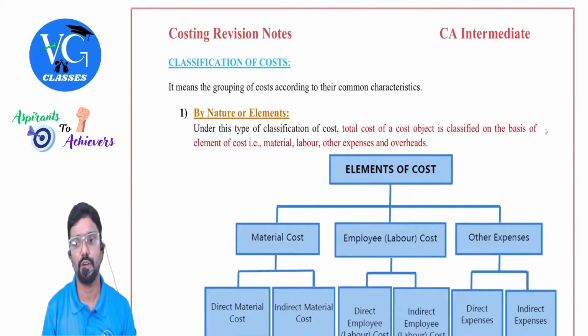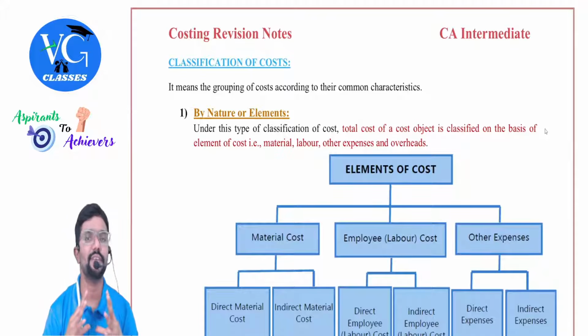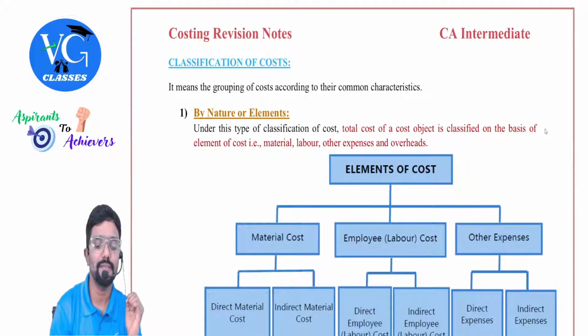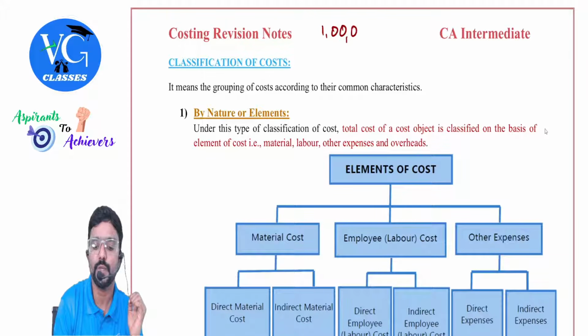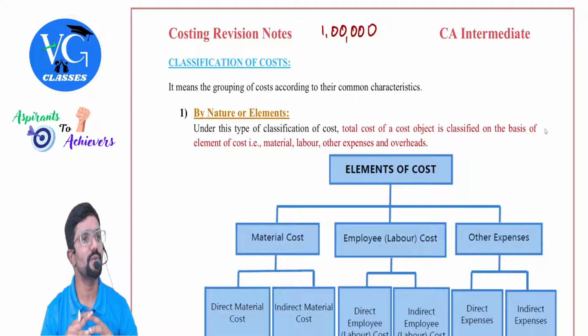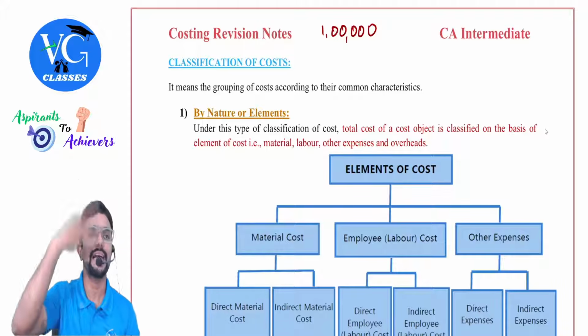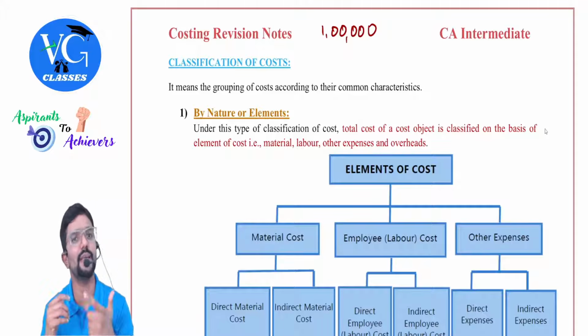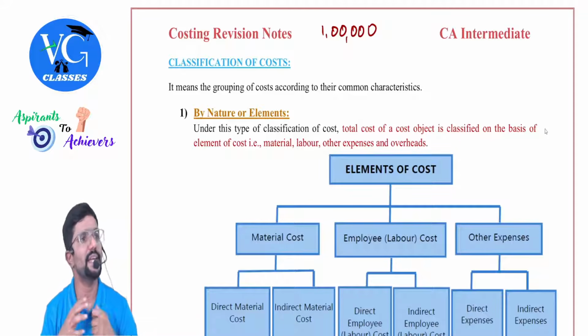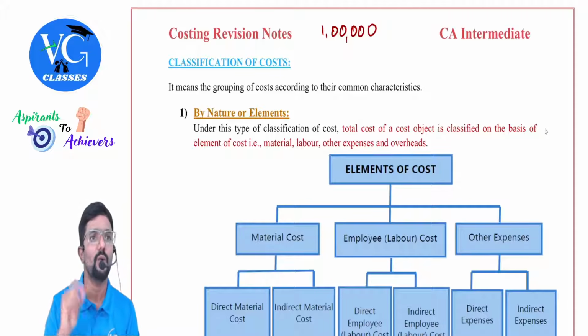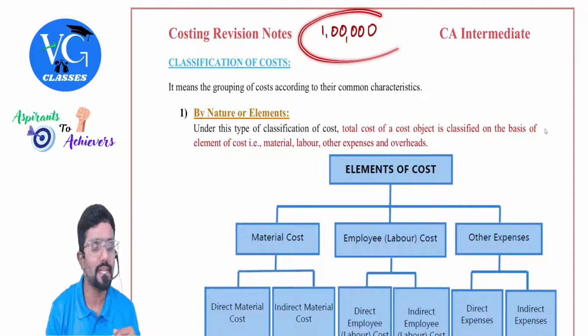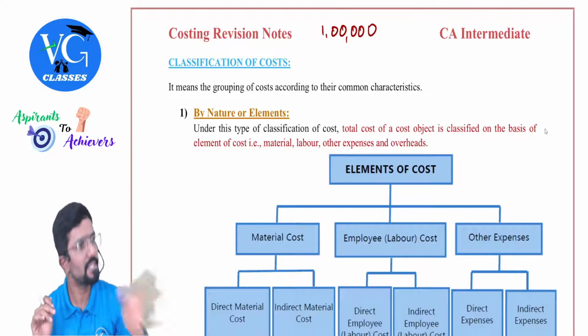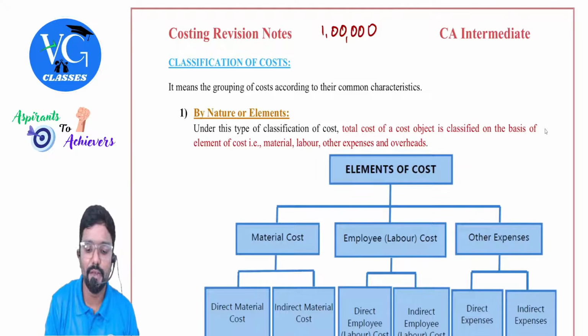Next, classification of costs. Assume, guys, we have incurred a total cost of 1 lakh. Now, using a different basis, I can classify this cost into different types. For example, material, labor, overhead, or direct cost, indirect cost, variable cost, fixed cost. Guys, please be careful. The total expenses I incur will not change. My total cost is 1 lakh only. But now I need to give a breakup.